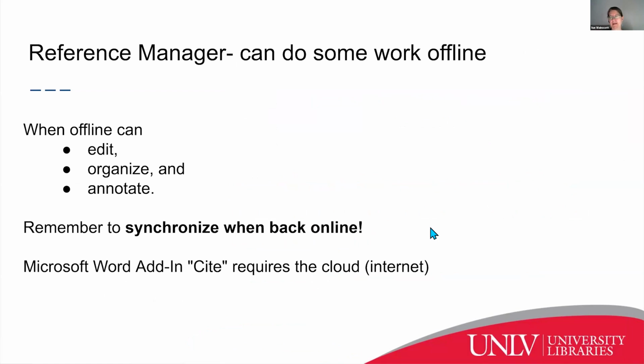So again, I'd mentioned earlier that you can do some work when you're offline and don't have internet connectivity, but one of the things that you need to do while you're online is synchronize your data. That's when you're able to use that Microsoft Word add-in, the cite tool, that links your personal library of information to your writing and can insert things into your writing and properly format it.